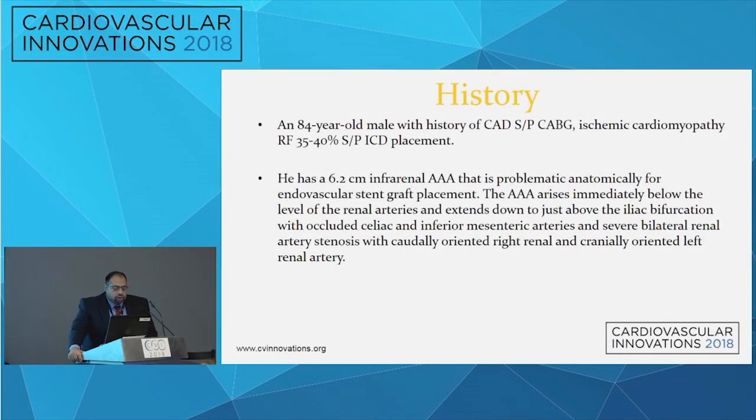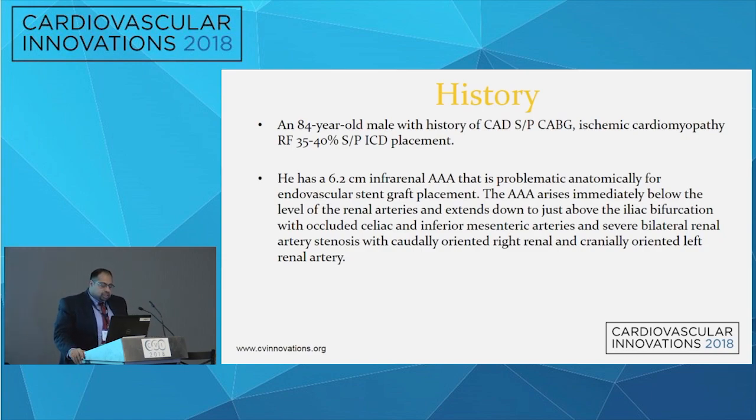So today we're going to present this case about this complex patient. He's an 84-year-old gentleman with past medical history of coronary artery disease, with history of CABG, ischemic cardiomyopathy with EF of 35 to 40%. He presented to us with a 6.2 infrarenal abdominal aortic aneurysm with a very complex anatomy, which I will show in the CT in a little bit.